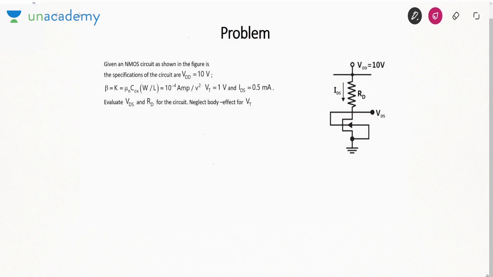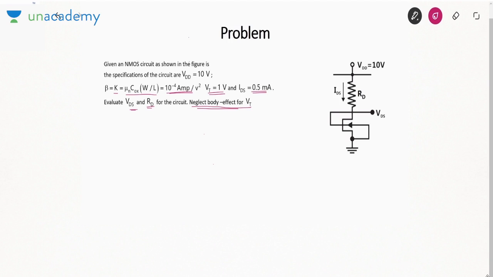Next, it says given an NMOS circuit as shown in the figure, and the specifications are VDD equal to 10 volt, K is mu n COX W by L. This sort of definition should always be given in GATE. VT equal to 1 volt, IDS equal to 0.5 milliampere. We need to find VDS and RD. Now it says neglect body effect for VT.